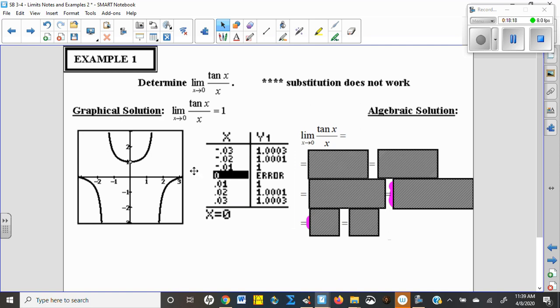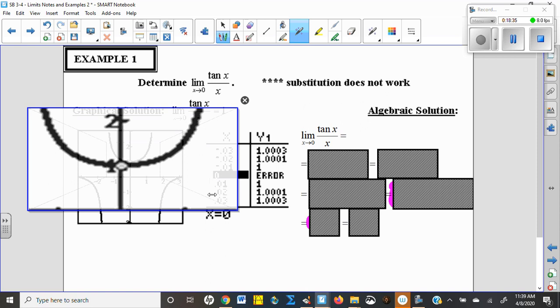Now this problem has a tangent in it, and not a sine, but we can fix that here in just a second. Let's start off by looking at the graph. What is happening to tangent x over x as we approach 0? Well, that zooms in on this part of the graph right here, and it certainly appears that both from the left and from the right, I am moving towards a height of 1.